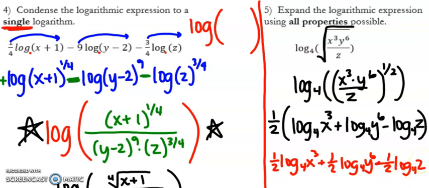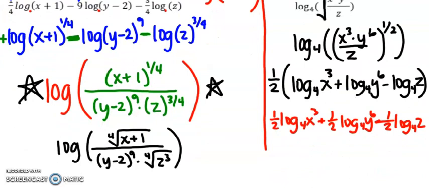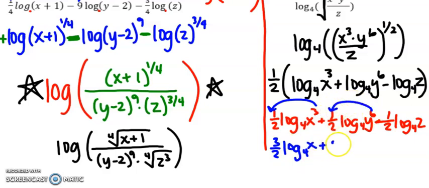Finally then, I can swing the 3 down and the 6 down. So I'm going to end up with 3/2 of log base 4 of x plus 6 times 1/2 gets me just 3 log base 4 of y. This one I only had a 1 to swing down, so that really doesn't do much, minus 1/2 log base 4 of z. That's a log.